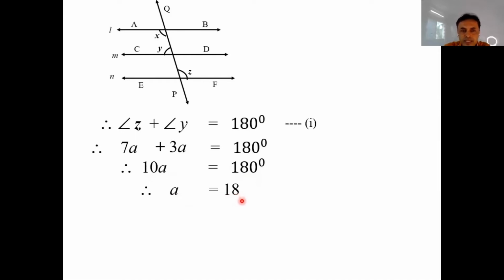Now our main target is to find the value of X. We know angle Z, and angle Z is equal to angle X. As angle Z is 7A, naturally angle X is also 7A. So angle Z, which is equal to angle X, is equal to 7A. 7A is nothing but 7 into 18, and that is 126 degree. In this way you are able to get the value of angle Z, or angle X, as per our numerical.